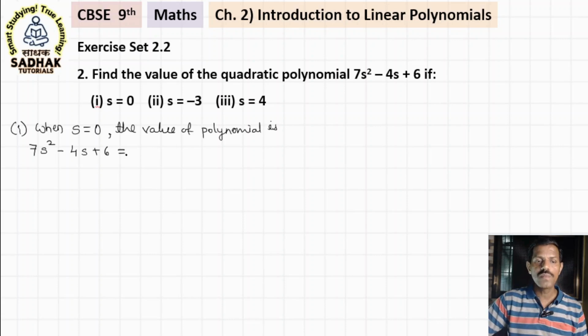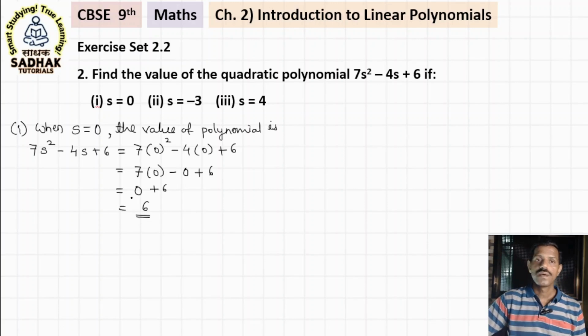So the value of this polynomial will be, now in place of s we have to take 0. So 7 multiplied by 0 square minus 4 multiplied by 0 plus 6. So what will that give us? So 0 square is 0, minus 4 zeros are 0, plus 6. So 7 multiplied by 0 will give us 0, and minus 0 plus 6 will give us 6. So the final answer will be 6. Okay, fine. Now let us do the second case, when s is equal to minus 3.